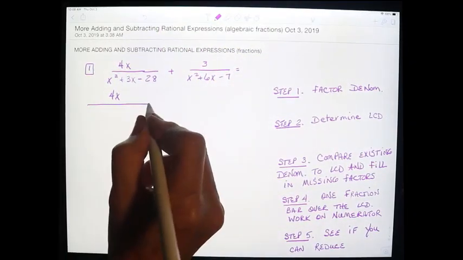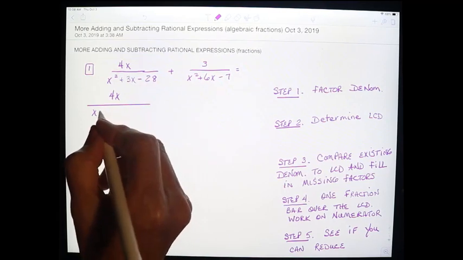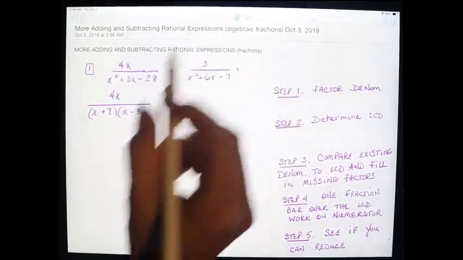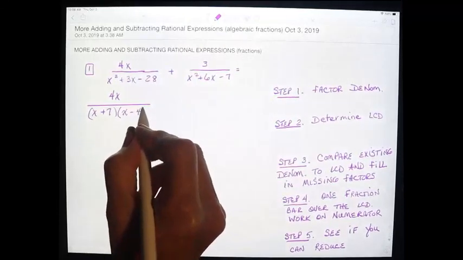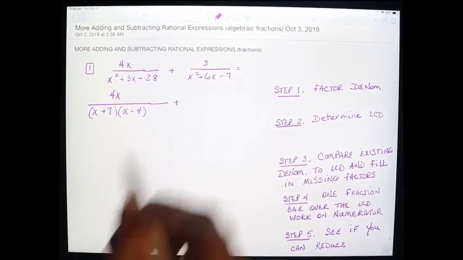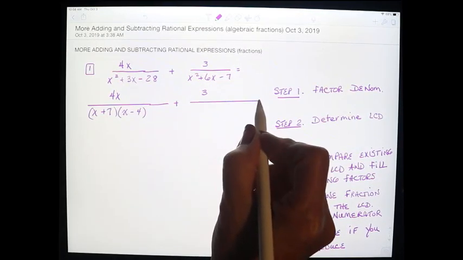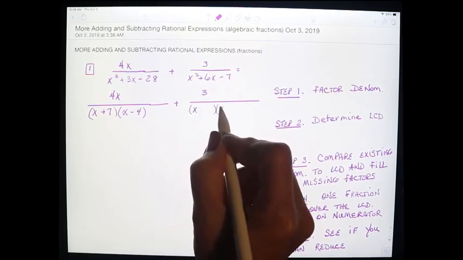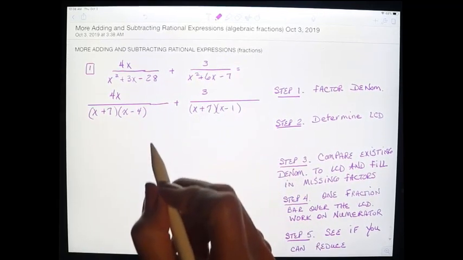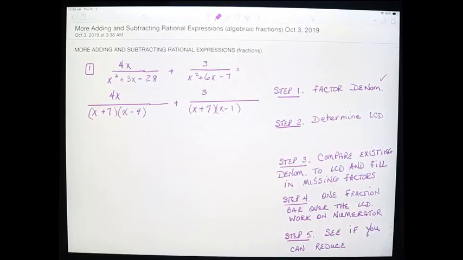I factor the denominators. All right, I need two numbers that multiply to give me negative 28 and add to give me a positive 3. Now let me take a minute and look at that. I think I'm going to extend this line while I'm talking. I think that looks pretty good. And I'm going over to the second one, and I'm going to factor that denominator as well. And that's going to go 7 and 1, plus and minus.